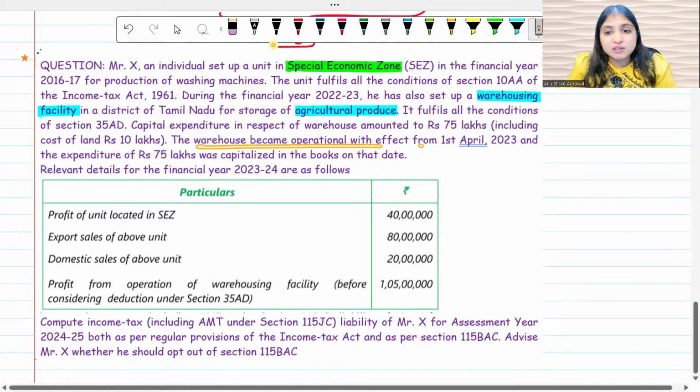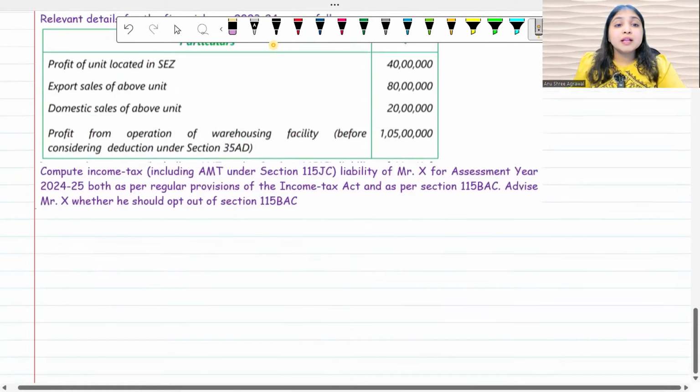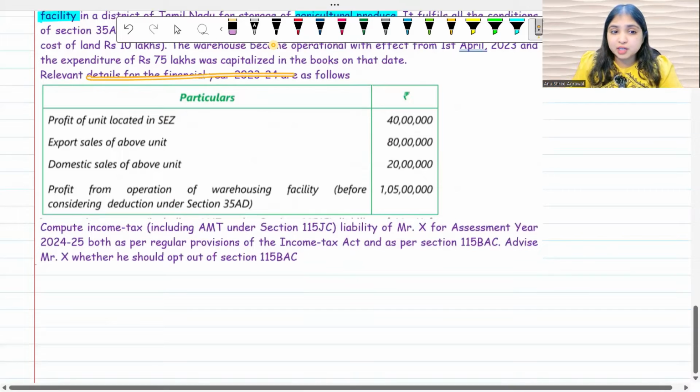Warehouse became operational with effect from 1st April 2023, okay? And the expenditure of 75 lakhs was capitalized in the books on that date. Which means the 75 lakhs we had incurred before the commencement of the business. It's okay, under 35AD even pre-commencement expenses we can claim upon commencement. Only one condition is that it should be capitalized in the books of accounts. And yes, it is capitalized in the books of accounts. Therefore, we can claim pre-commencement expenditure also in the current year. No problem. Then they've given us some more details for 23-24.